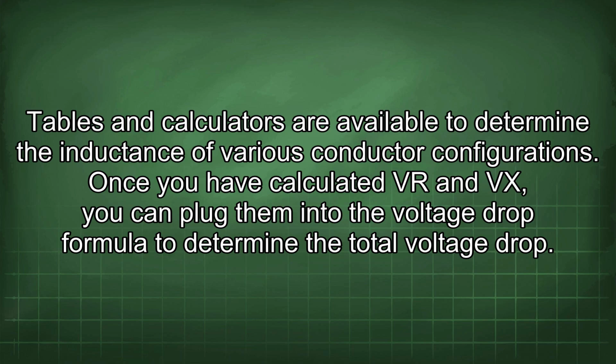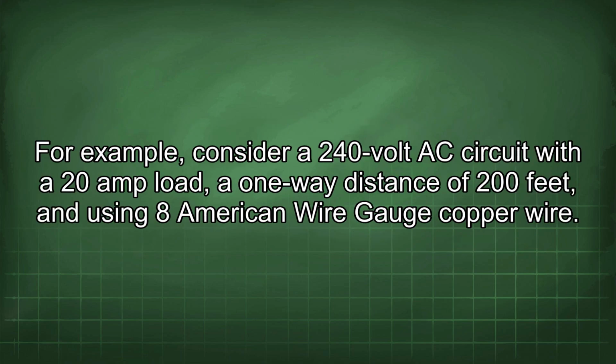Once you have calculated VR and VX, you can plug them into the voltage drop formula to determine the total voltage drop. For example, consider a 240 volt AC circuit with a 20 amp load, a one-way distance of 200 feet, and using 8 American wire gauge copper wire.